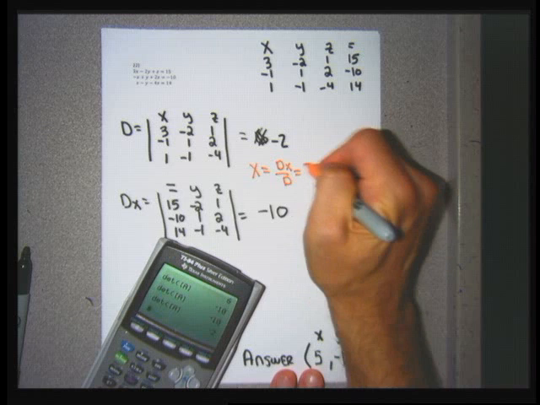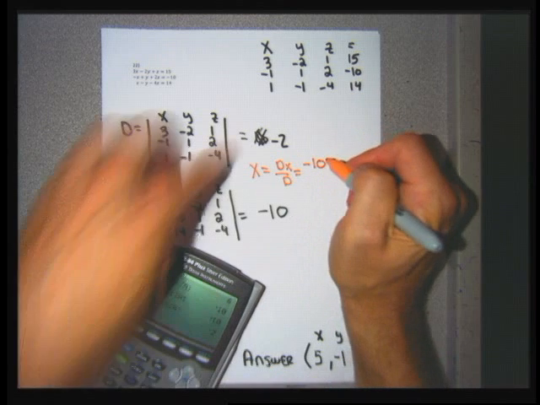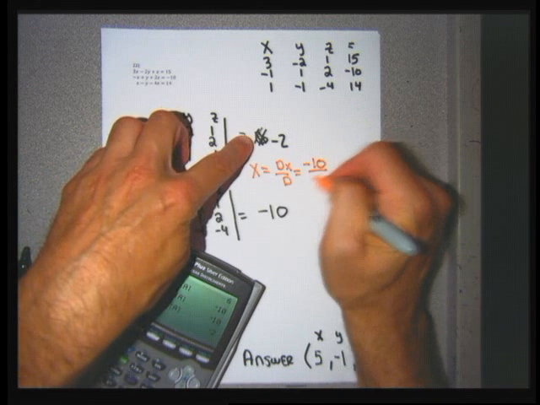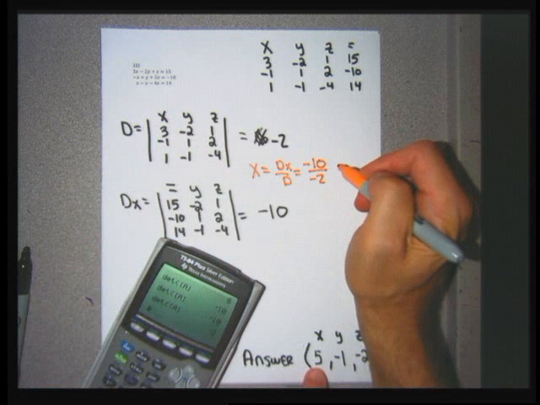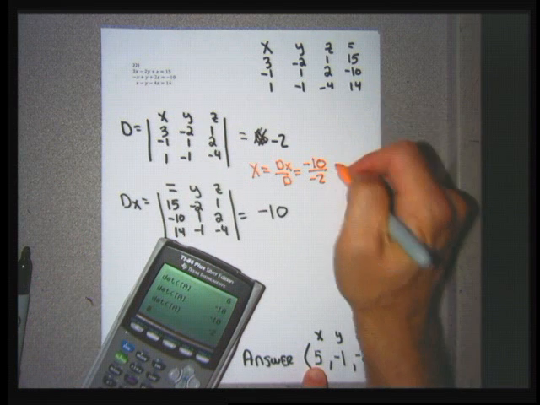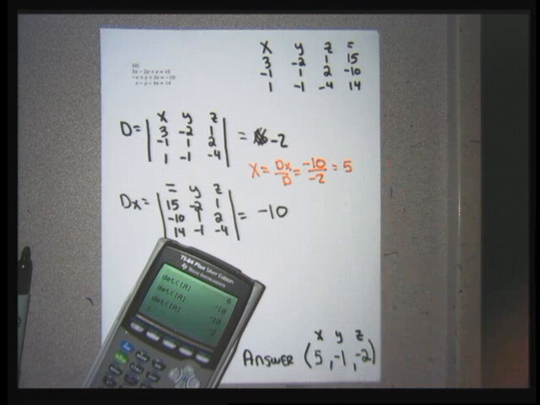And I was dividing in my head ahead of time. I was going -10 divided by 6. That wasn't going to give me the 5 that I needed, because x is supposed to be 5. Now it's going to be 5, because when I do -10 divided by -2, I get my 5.